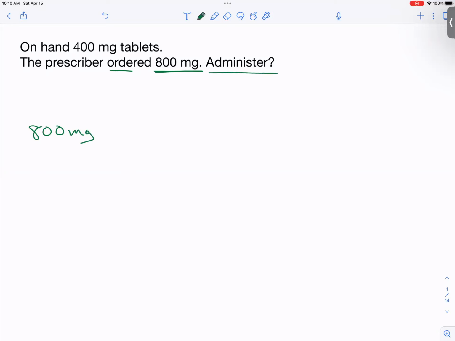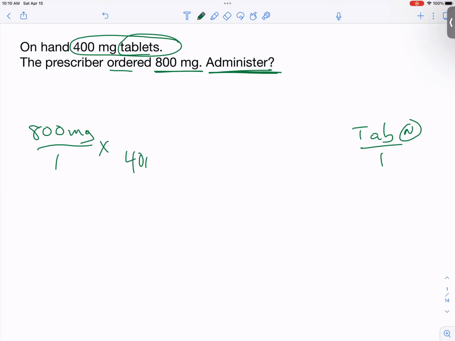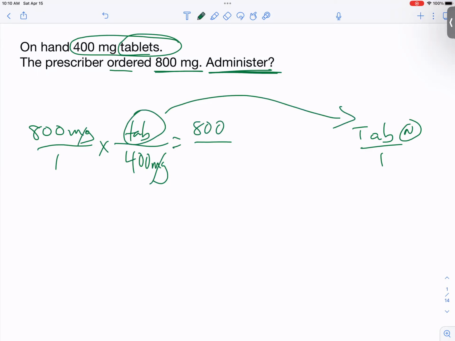And he's asking, what am I going to administer? Well, it's only available in what? Tablets. So that's what I have to administer. So I'm solving for tablets, and I need to make that my numerator. So the order is 800 milligrams and available is 400 milligrams per tablet. Cross off my milligrams, have my tablet. Now I'm ready to solve. 800 times 1 or nothing is 800. 400 times 1 is 400. And that will give me 2 tabs or tablets, not 2 milligrams.